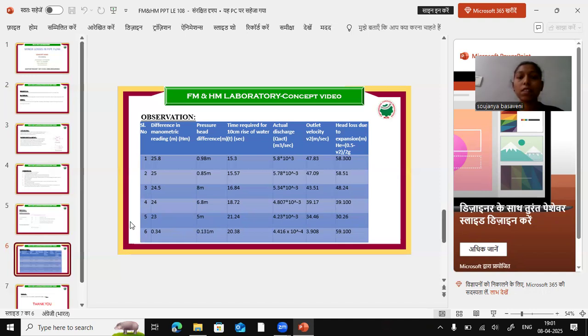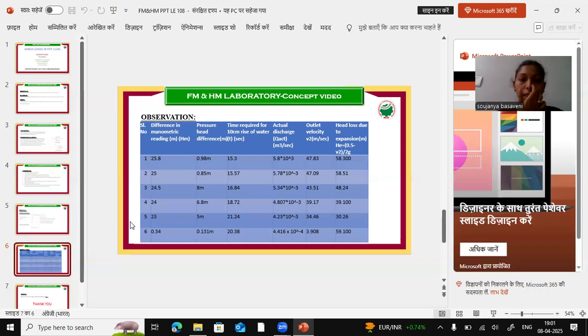The next one, the difference in manometric reading, is 23. The pressure head difference is 5 meters. The time required for the 10 centimeter rise of water is 21.24. The actual discharge is 4.23 into 10 power minus 3 meter per second. The outlet velocity is 34.46 meter per second. The loss of head due to sudden expansion is 30.26.